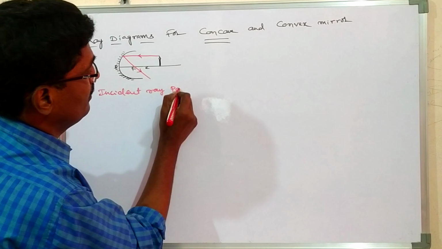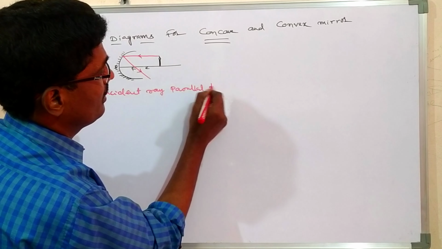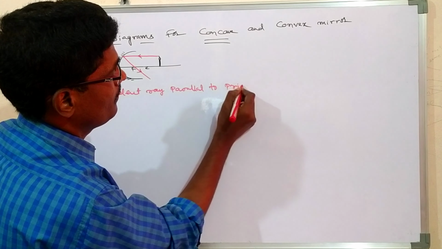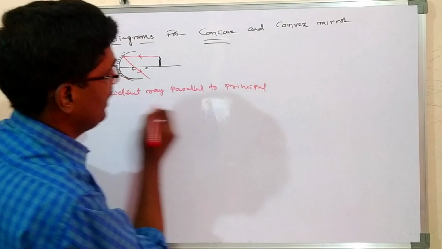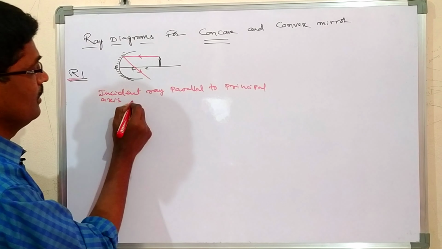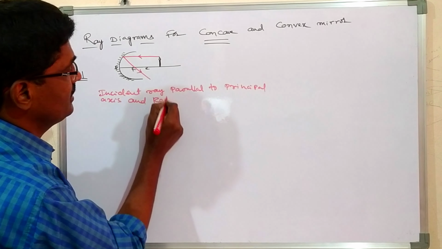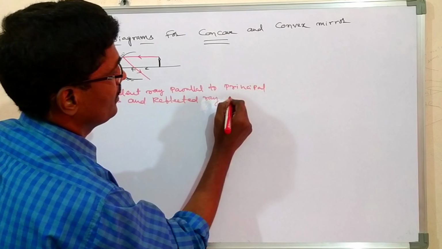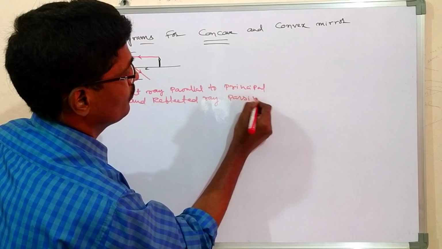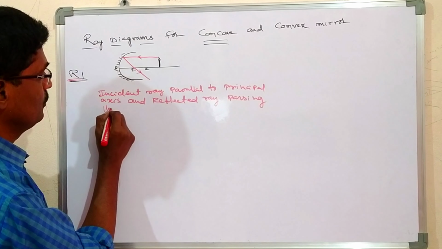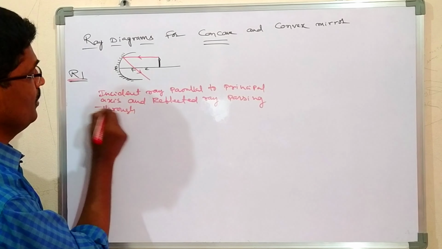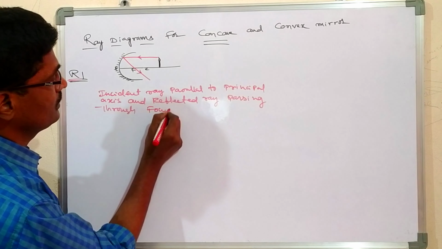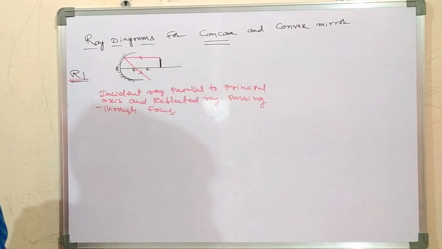Incident ray parallel to principal axis and reflected ray passing through focus. Okay, it is R1.